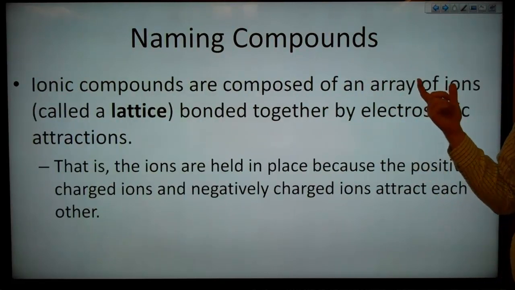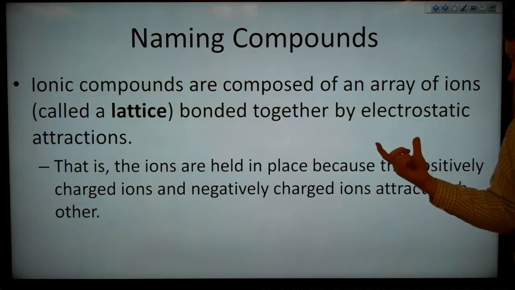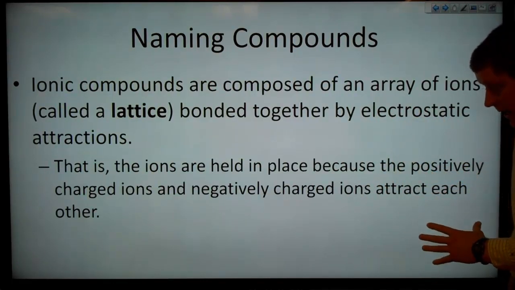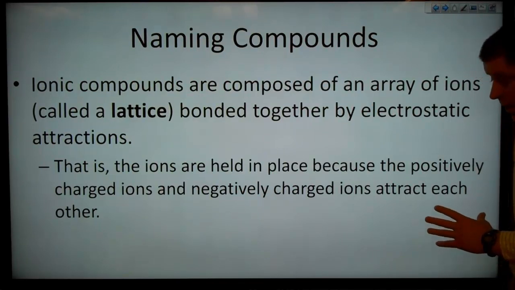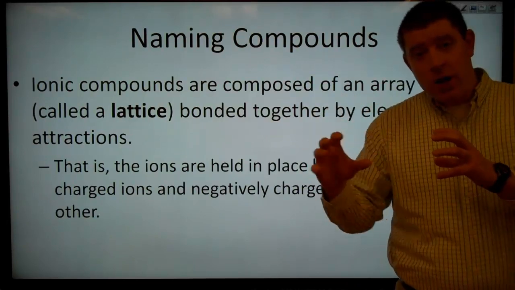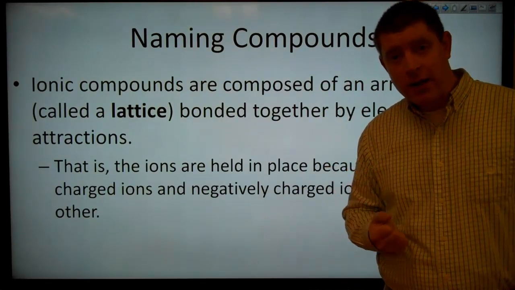Ionic compounds are composed of an array of ions called a lattice, bonded together by electrostatic attractions, which means that the ions are held in place because the positively charged cations and negatively charged ions, anions, are attracted to each other, and each ion generally has a large number of oppositely charged ions around it.